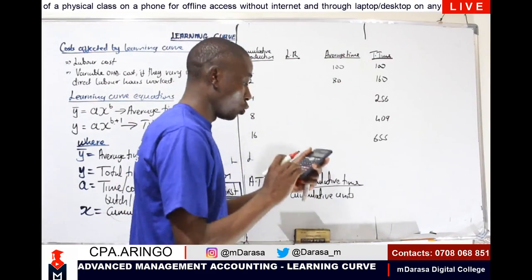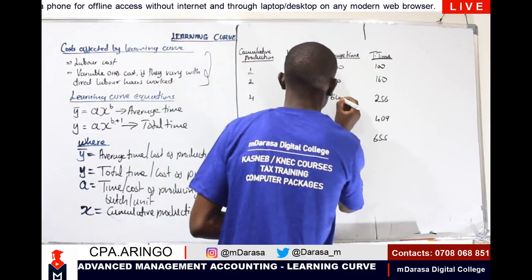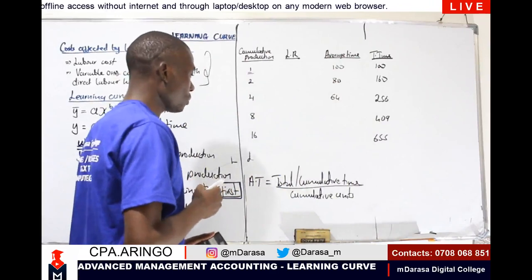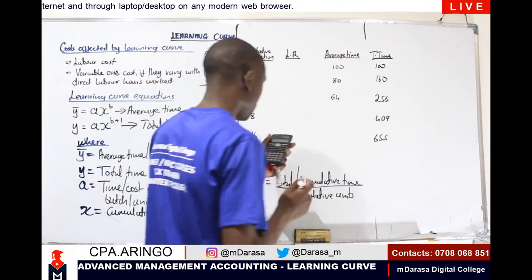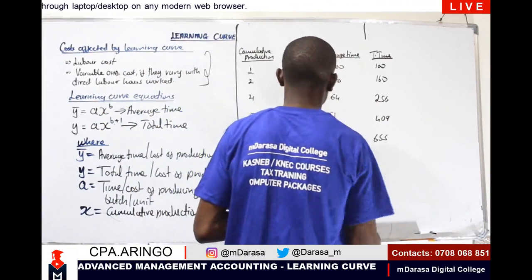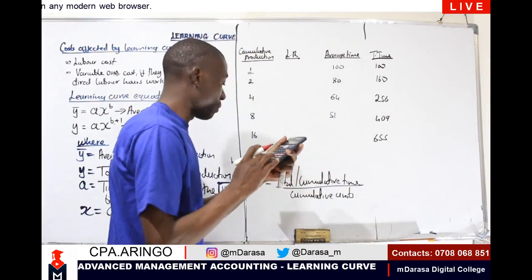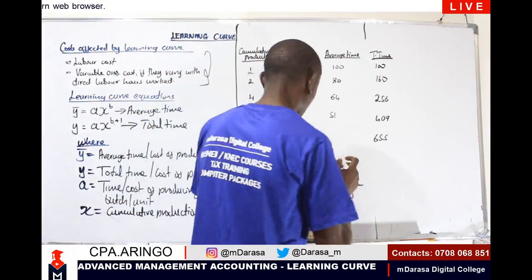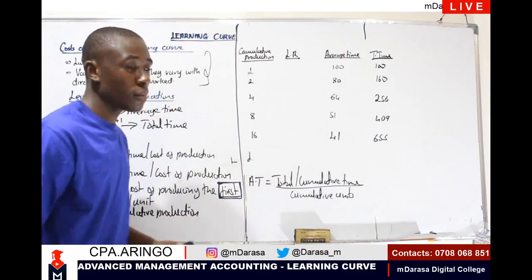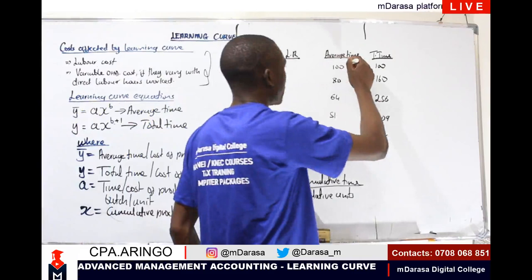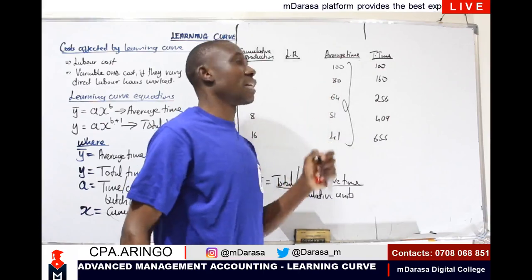The other point, you should be talking of 256, we divide by 4 to give us 64. Then, on the other case, you should be talking of 409, we divide by 8 to give us 51. The other point, I should be talking of 655 divided by 16 to give us how much? 41. That should give us 41. So this is how we have determined our average time.